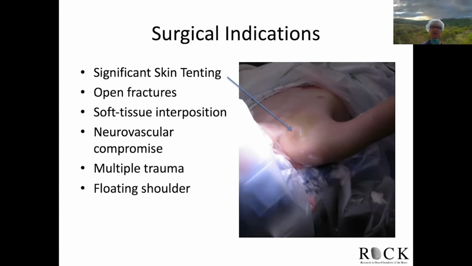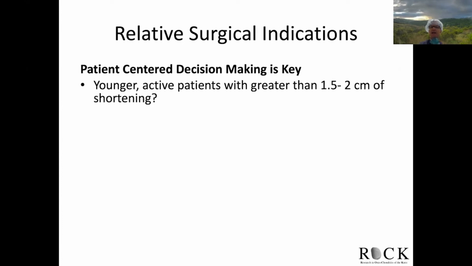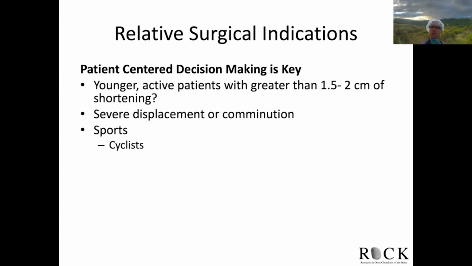Multiple trauma settings and the floating shoulder, in which you have multiple fractures of the shoulder, there might be good indications for that. Relative indications, they're still evolving. I think patient-centered decision-making here is key. I think younger active patients with 1 to 2 centimeters of shortening, there are a couple studies now showing that kids seem to tolerate 1 to 2 centimeters of shortening better than adults. Even displacement and offset and comminution, there's some data now showing that under the age of 15, 16, patients seem to heal better and tolerate this just fine, and they seem to have a high rate of return to sports.